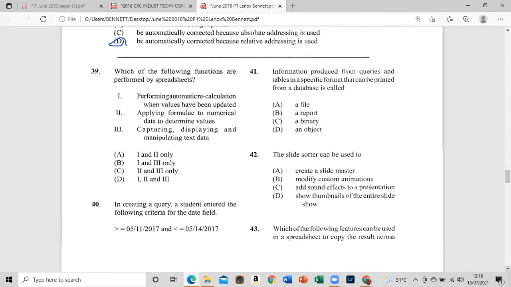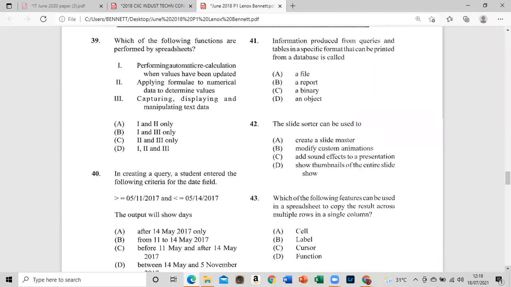So let's go to 39. Type in the answers, guys. Please remember that part, all right? 39. Which of the following functions are performed by a spreadsheet? 1. Performing automatic recalculation. I think that's a typo. So it's performing automatic recalculation when values have been updated. 2. Applying formulae to numerical data to determine values. 3. Capturing, displaying, and manipulating text data.